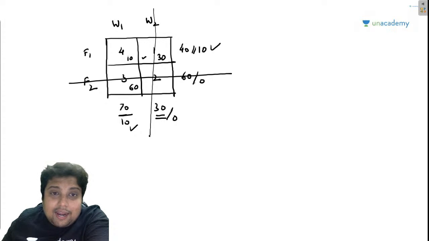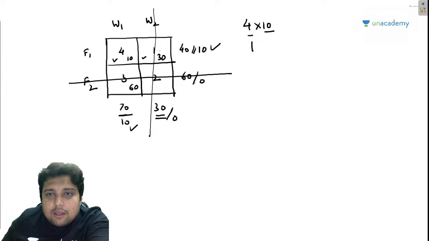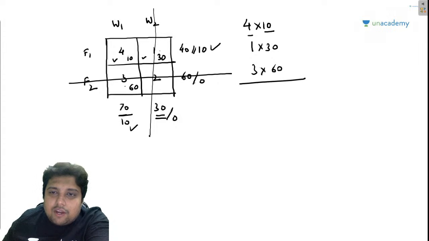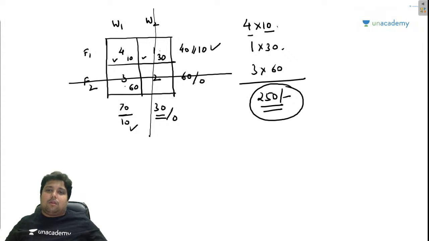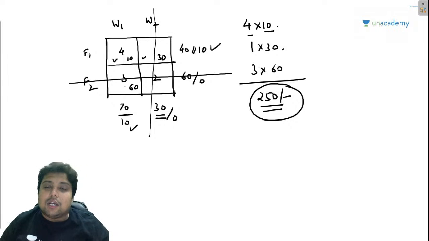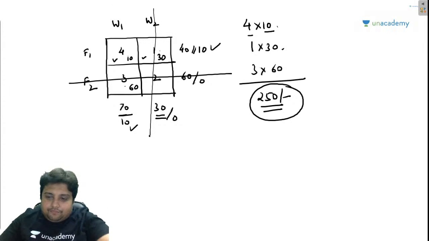So at this position, I am giving 10 units for 4 rupees. Then at this position I am giving 30 units for 1 rupee. Then at this position I am giving 60 units for 3 rupees. So the total cost is 180 plus 30, that is 210, plus 40, that is 250. This, my friend, is the minimum transportation cost. Right?